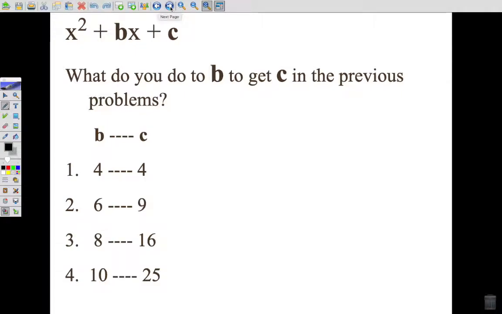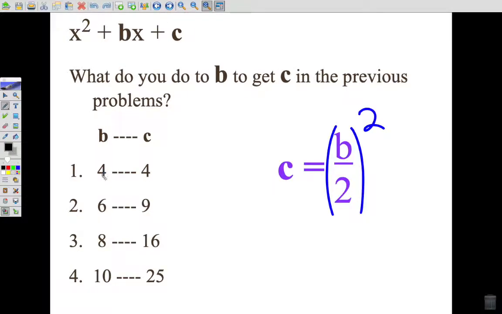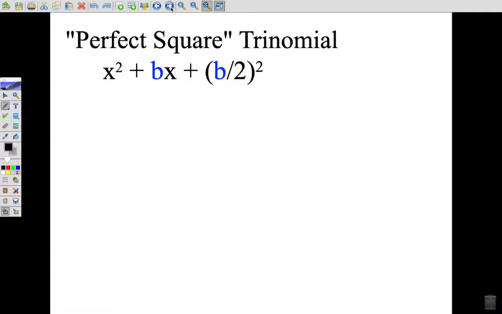Hopefully you're recognizing that if you take the number in the b position, divide it by 2, and then square it, you get the c number. 4 divided by 2 is 2. 2 squared is 4. 6 divided by 2 is 3. 3 squared is 9. 8 divided by 2 is 4. 4 squared is 16, and so forth. So what you've recognized is the pattern that's set up when you have a perfect square trinomial. So this is the basics of what a perfect square trinomial looks like.